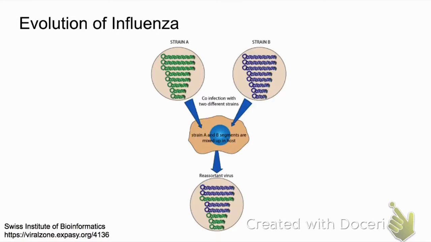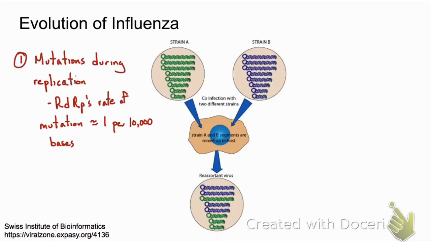Let's finish off our conversation on influenza by discussing how this particular virus evolves. There are two mechanisms at play that drive influenza's evolution. First are mutations that are generated during replication. Influenza encodes its own polymerase, and this RNA-dependent RNA polymerase has a rate of mutation roughly equivalent to 1 mutation for every 10,000 bases. This is similar to the mutation rate of other RNA viruses.